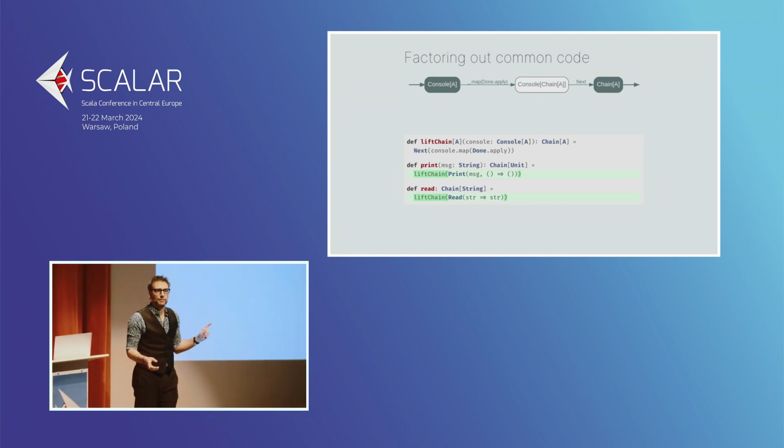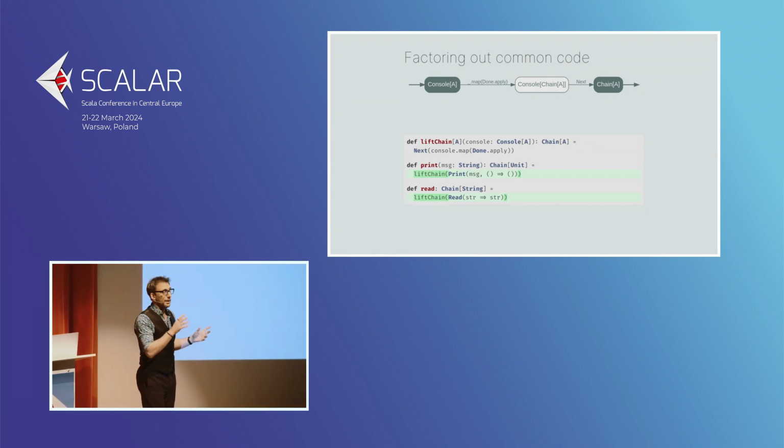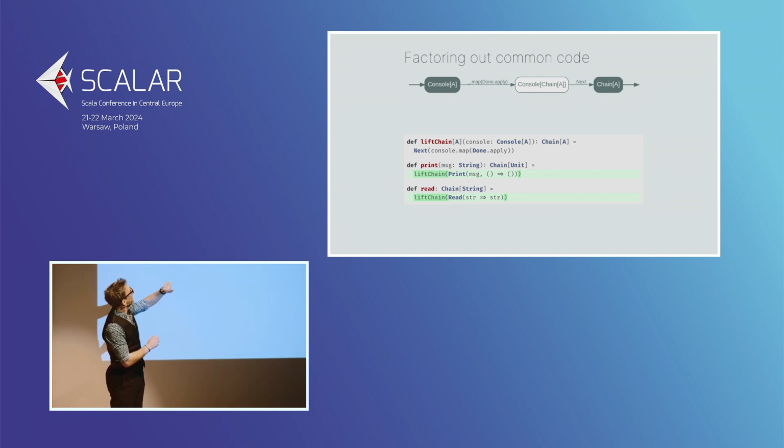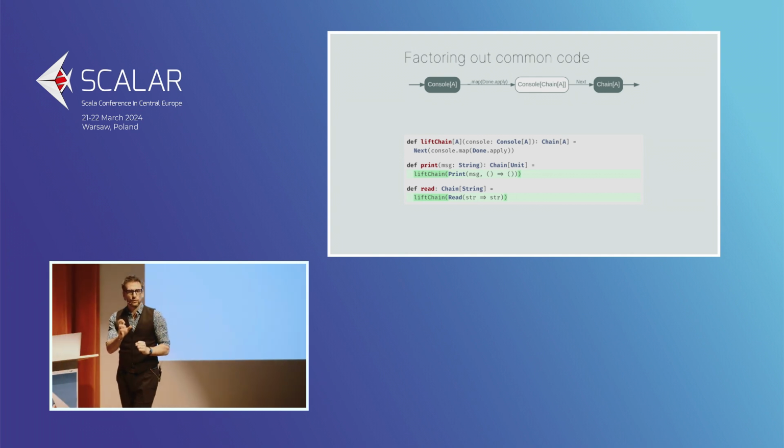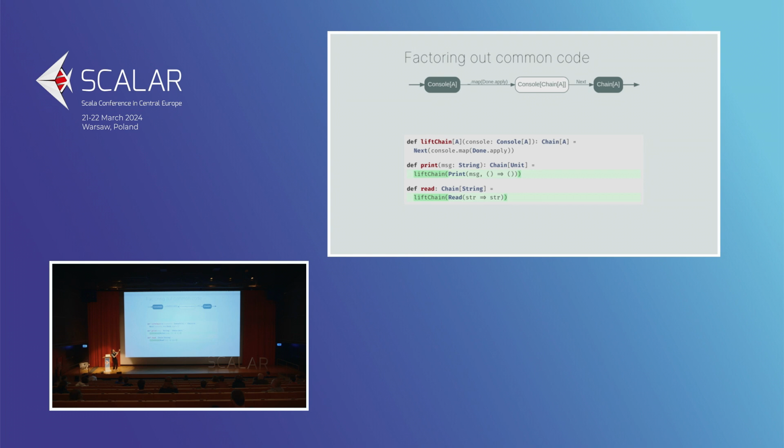It might not be clear why I have gone through the trouble of doing that. The reason I've done that is because this is a big hint that maybe chain is not that tied to console, because we were able to write print and read just in terms of lift chain, and lift chain merely needs console to be a functor. It doesn't need console to be a console. So there's a hint. There's something we might want to dig at in a few slides.